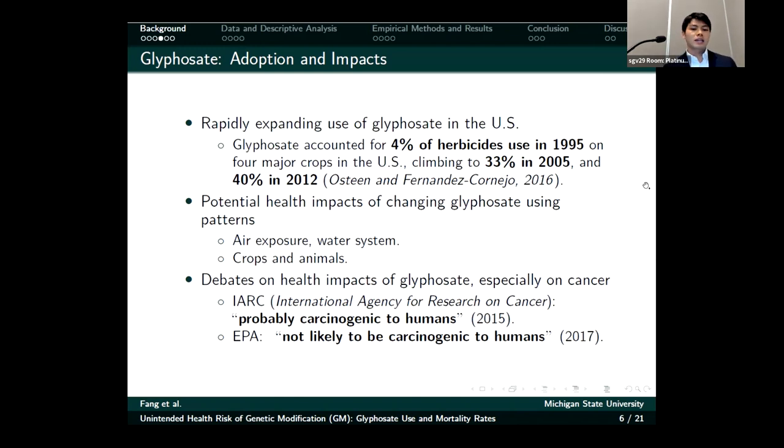And there are heated debates on the health impacts of this glyphosate, actually, especially on cancer. So one example is the different opinions from the International Agency for Research on Cancer and the EPA, for example. In 2015, the IARC reclassified glyphosate as probably carcinogenic to humans in the 2A category, while like 2 years later, EPA concluded that it's still not likely to be carcinogenic to humans based on a review of a bunch of other studies.